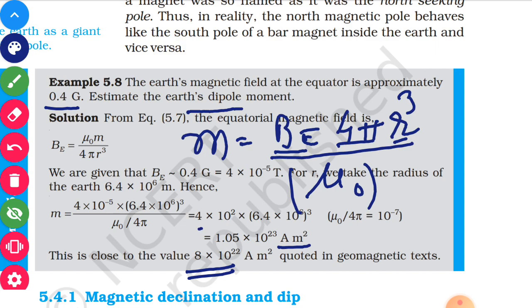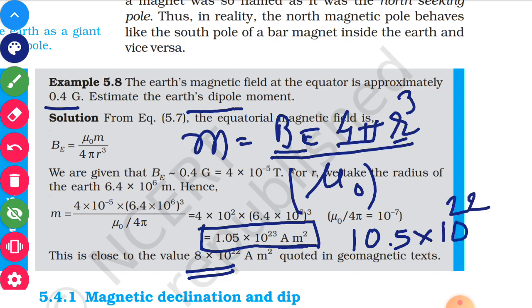So this value you will get as 1.05 × 10^23, so we can write it as 10.5 × 10^22, and that is why it is close to this 8. Both are just similar.